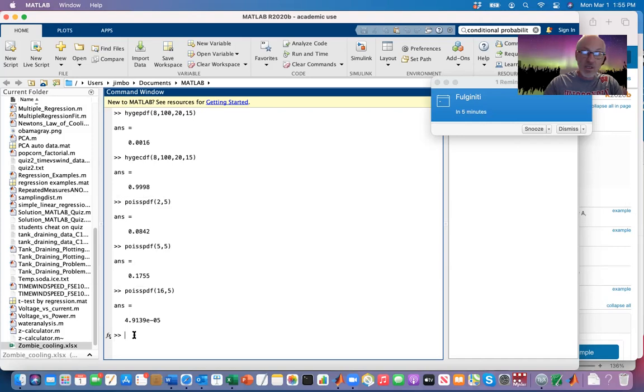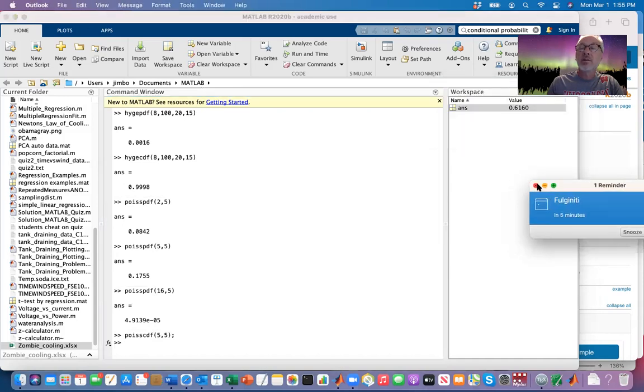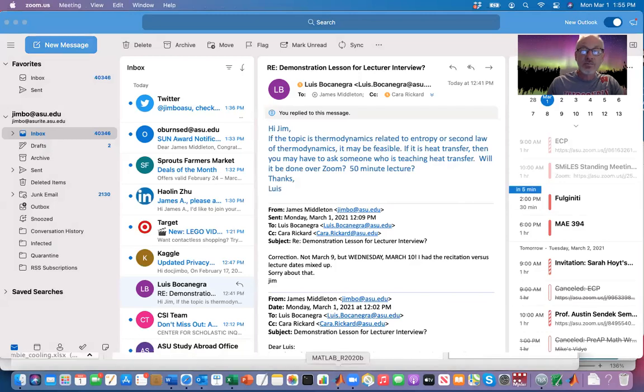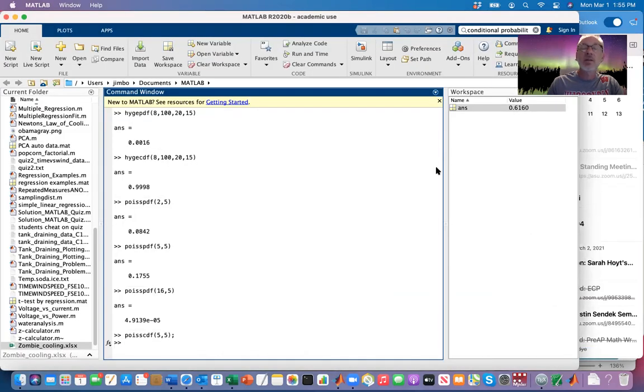I can do Poisson CDF and get the cumulative probabilities. And that's about 62%. All right. And so we can do the CDF, Poisson. For 16 successes, it's 1. It's almost completely certain. So we can do it the same way.